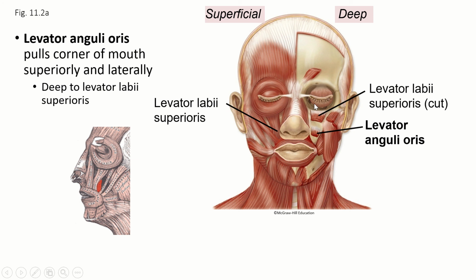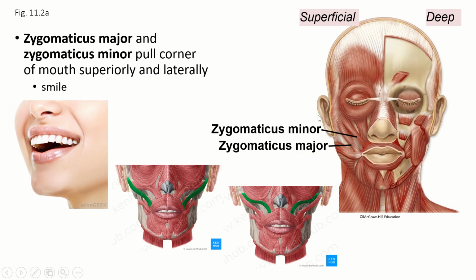Okay, if you do a fake smile, not a half smile, but a pained smile, you're going to use your levator anguli oris. This is not seen on this superficial diagram, but on most of our models, because it's deep to the levator labii superioris. Okay, so that's one thing.